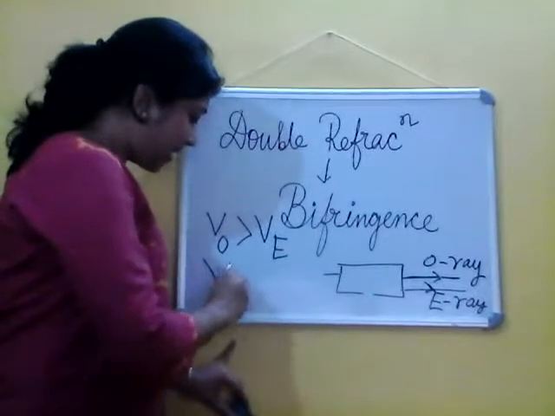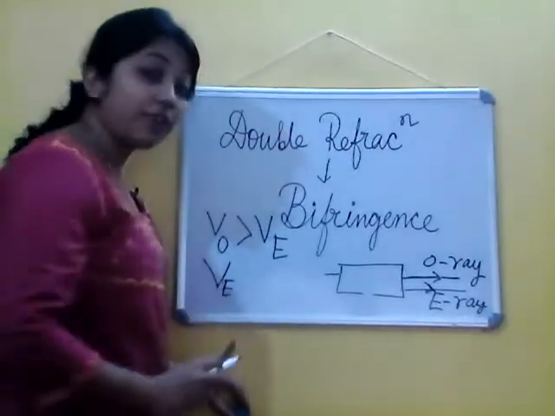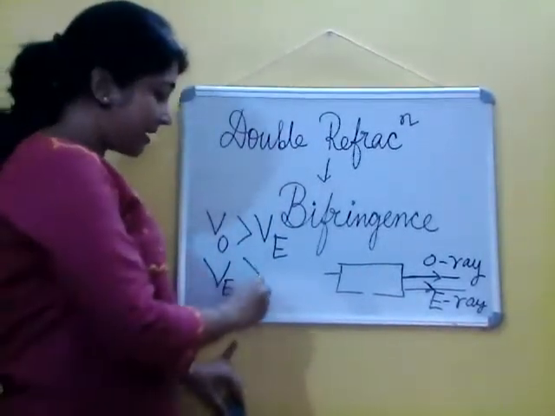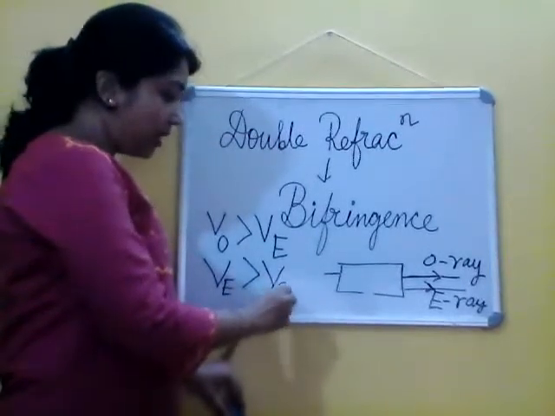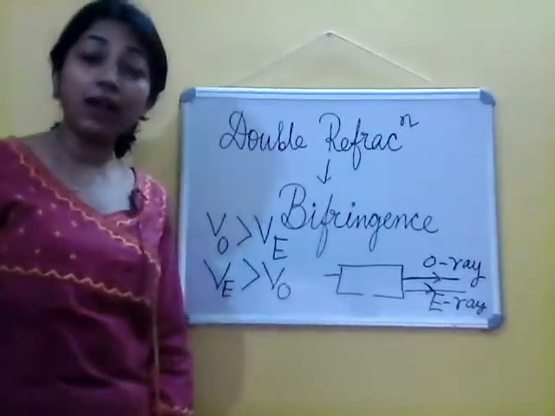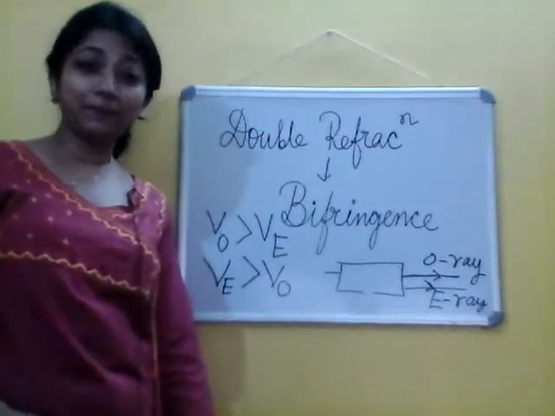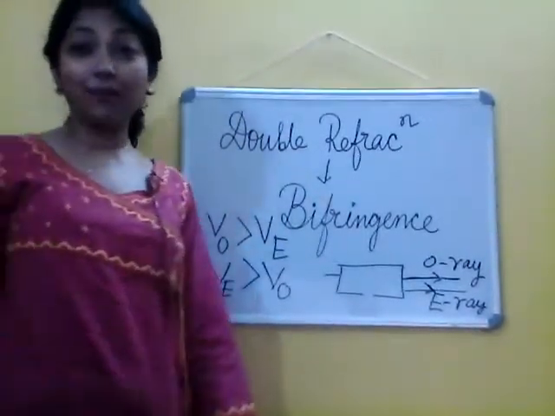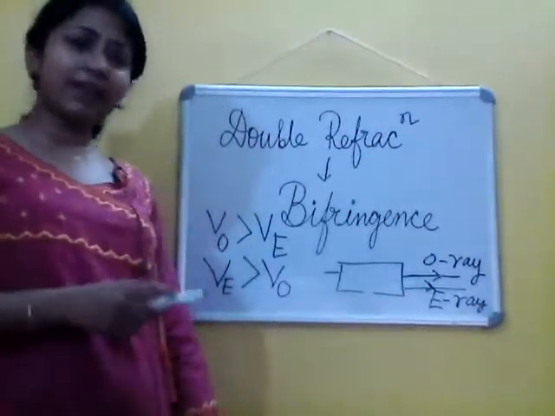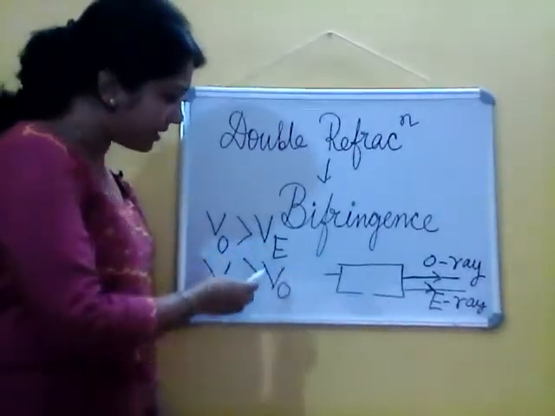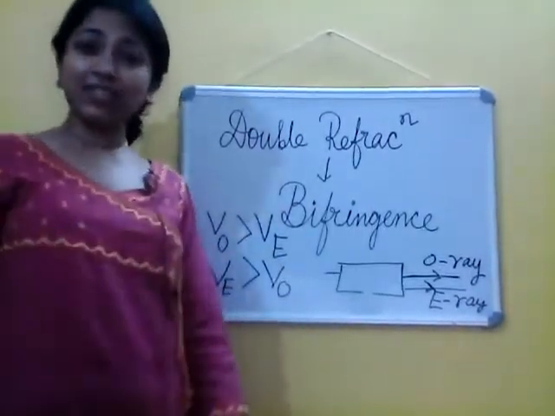Whereas in the scenario when the velocity of the extraordinary ray is greater than the velocity of the O ray, it will be called a negative crystal. Now I have a very funny method by which I remember this. How can I remember in which crystal, positive or negative, whose velocity is more?